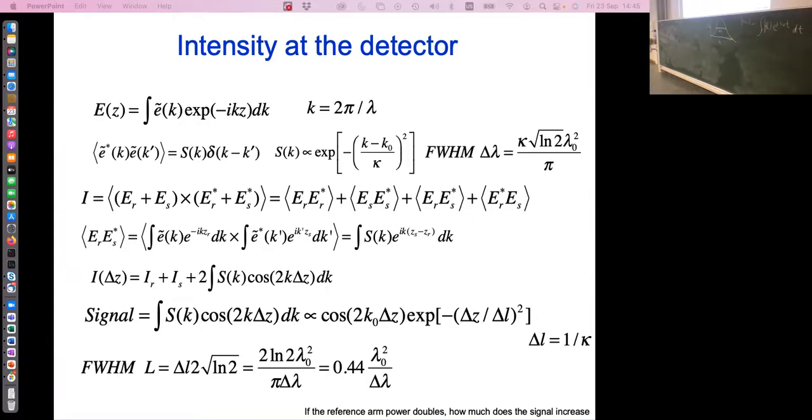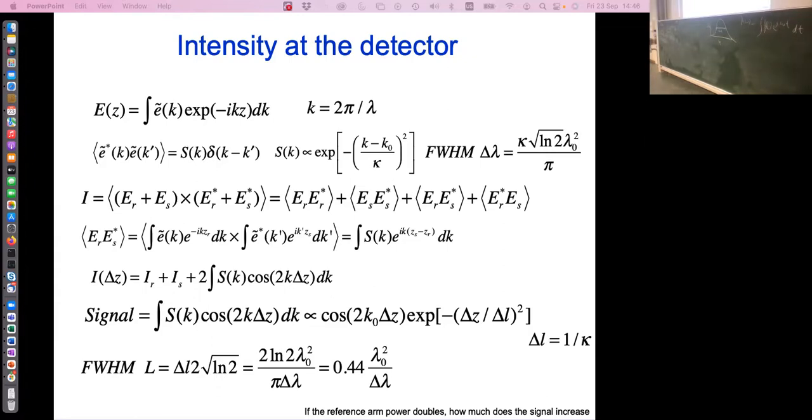Does it get bigger? Or does it stay the same? And where in my equations do I have to go back if I double the reference arm power? Which line? The fourth line. 1, 2, 3, 4. So here, you want to double which one? The ER. ER, you want to double it.